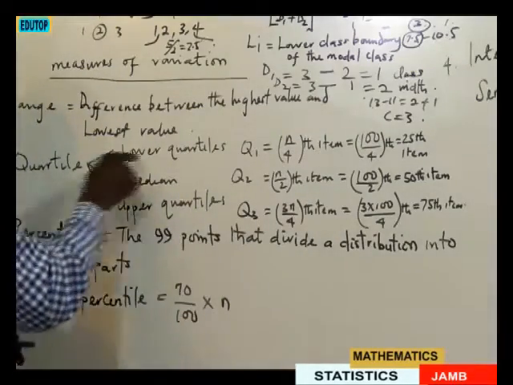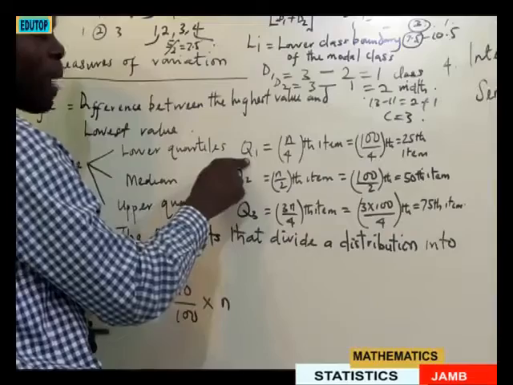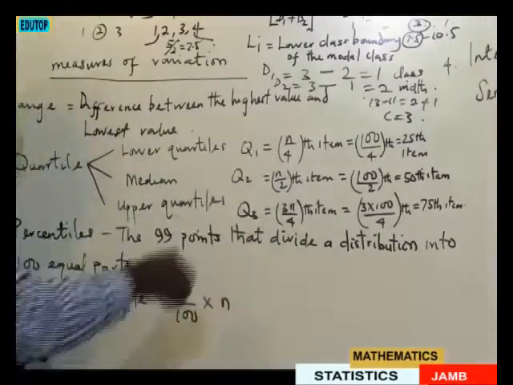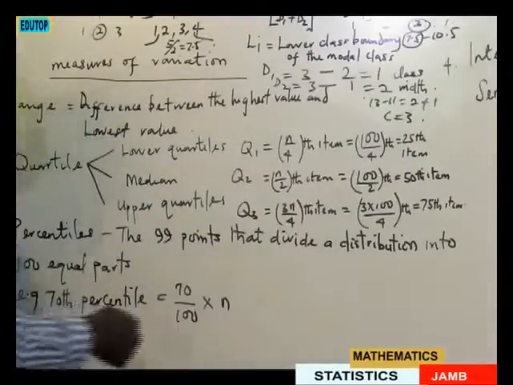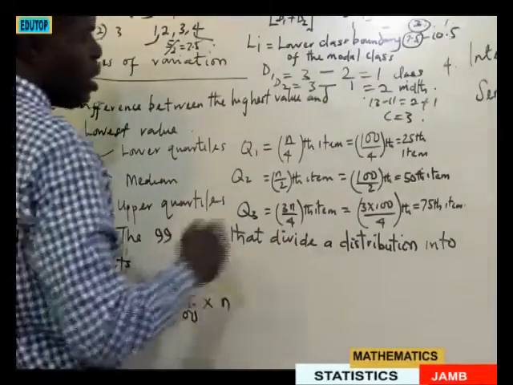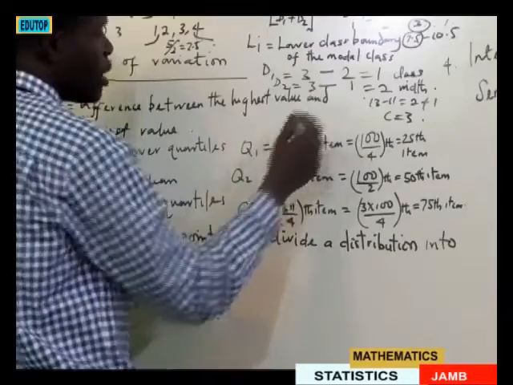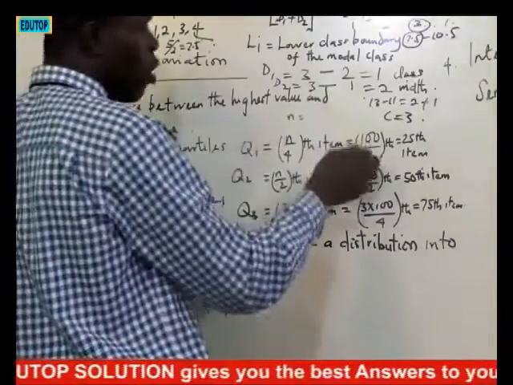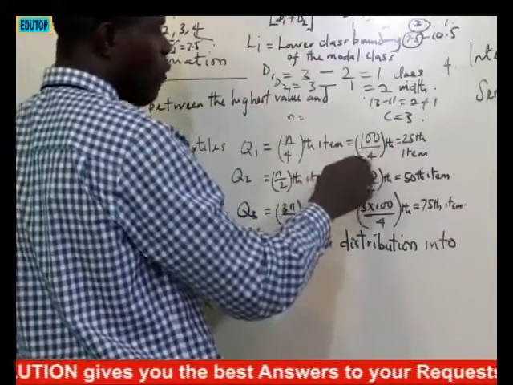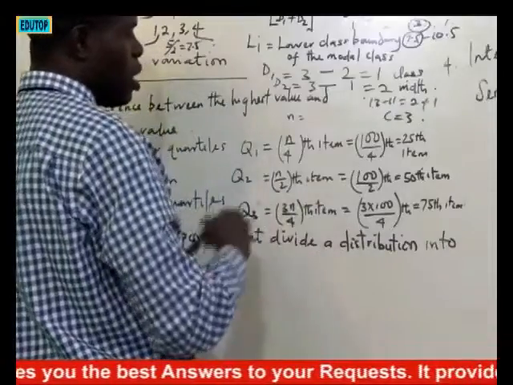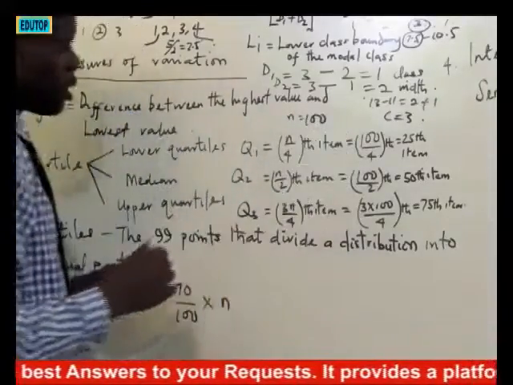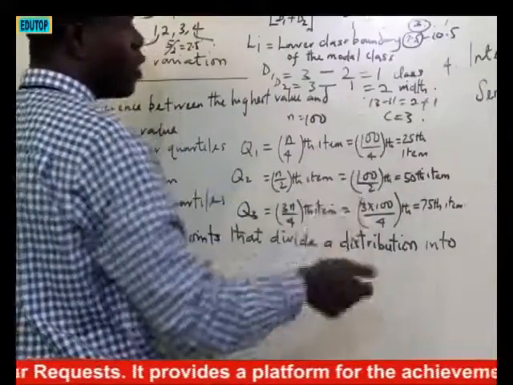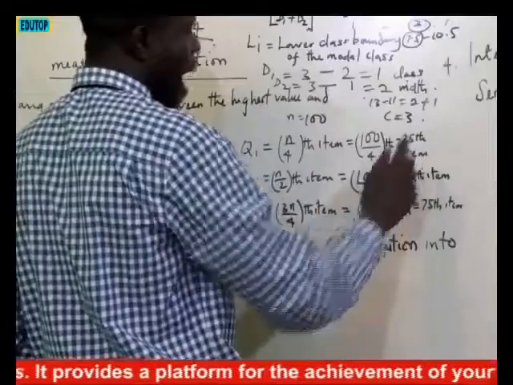In the case of lower quartile, which is denoted by Q1, it is the n over 4th item, where in most cases your n is the cumulative frequency. Take note of that. So in this situation, if our cumulative frequency is 100, all we just need to do is 100 over 4, because n will now be 100. Then 100 divided by 4, that's 25. So that will be the 25th item.